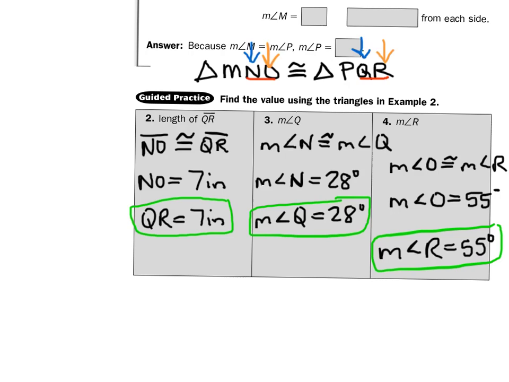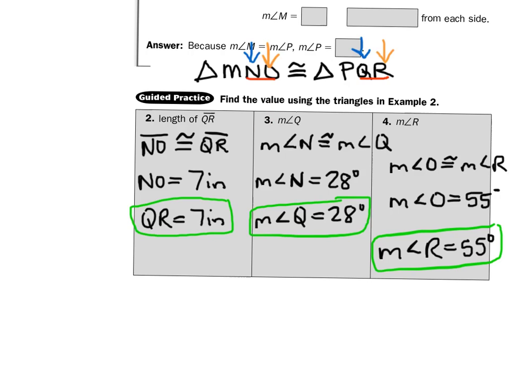Okay, now for the guided practice, I'm still going to use this congruent statement that was up above, that triangle MNO is congruent to triangle PQR. So if they want us to find the length from Q to R, those are the last two letters. I know it has to match the length from N to O. And since I know from N to O is 7 inches, from Q to R has to be 7 inches. So you're just matching the sides.